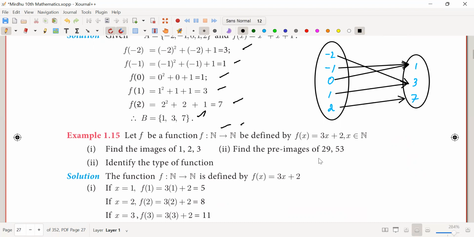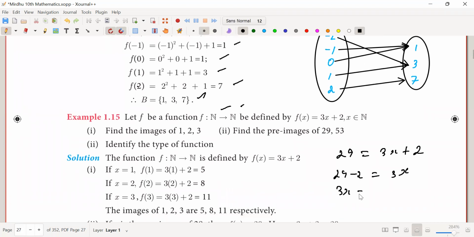Find the pre-image of 29 and 53. For pre-images, we have to find x. So 29 equal to 3x plus 2. When this 2 comes here, it becomes 29 minus 2 equal to 3x. So 3x equal to 27, and x equal to 27 by 3, 9.